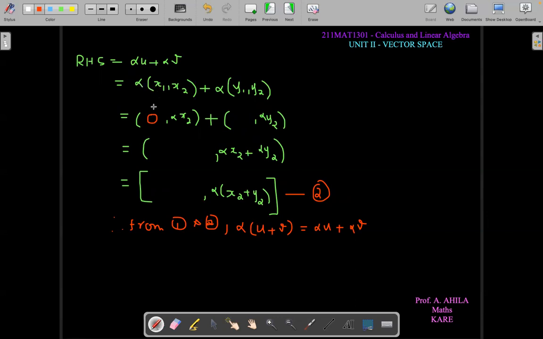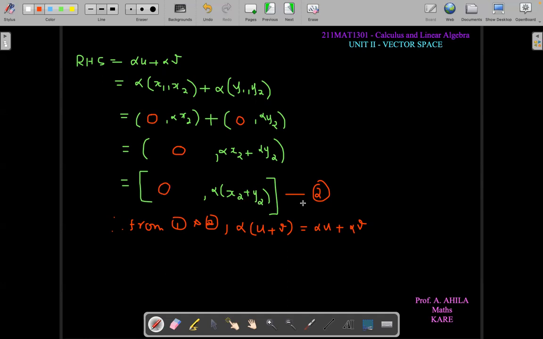So the first ordinate becomes 0. Second ordinate only we apply alpha into x2. Similarly, when we multiply this alpha with this y1 comma y2, the first ordinate goes 0. Now when we add these two, 0 plus 0 is 0 again. The second ordinate is alpha x2 plus alpha y2. Now this is 0. Here we can take alpha as common. So alpha into x2 plus y2.